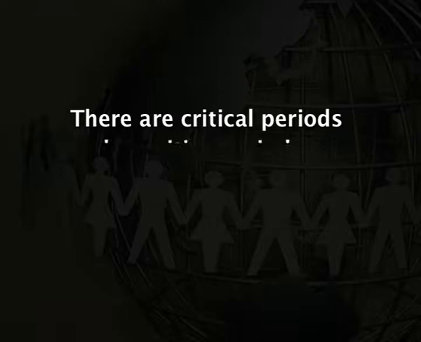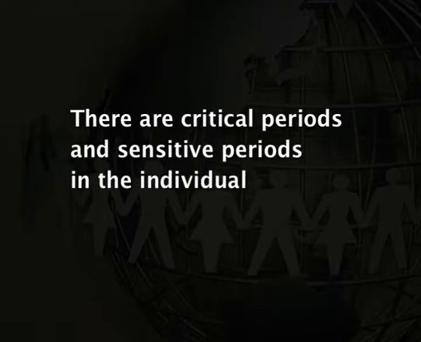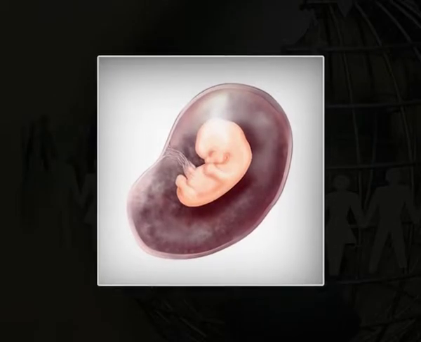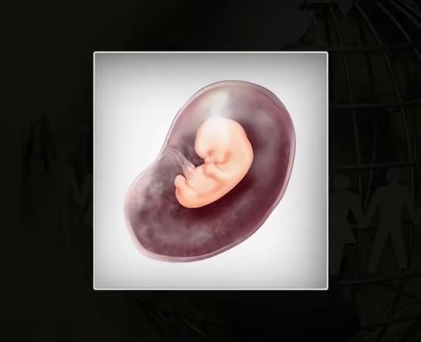There are critical periods and sensitive periods in individual growth and development. Critical period is a period of time when a given event will have the greatest impact. The only point in time when a particular environmental factor can have an effect on the developing organism. The critical period in prenatal development is the first 2 months and peaks around 4 weeks of conception.